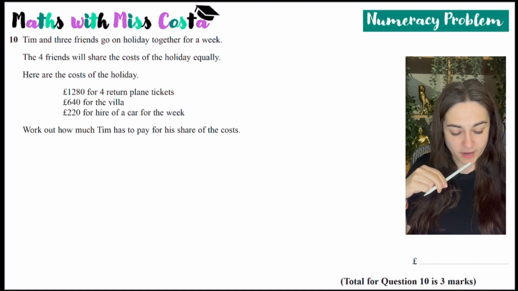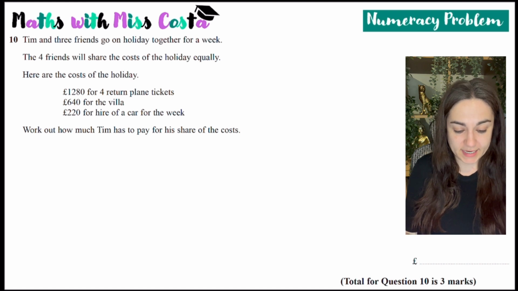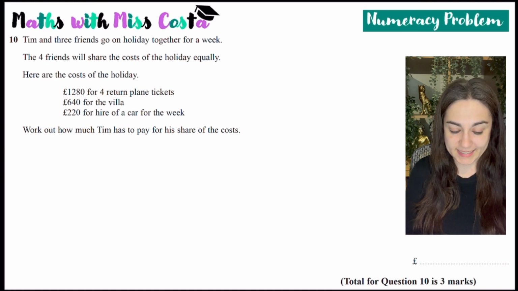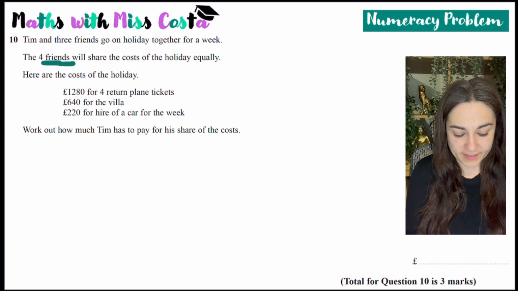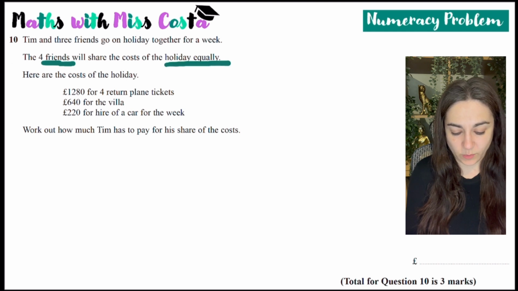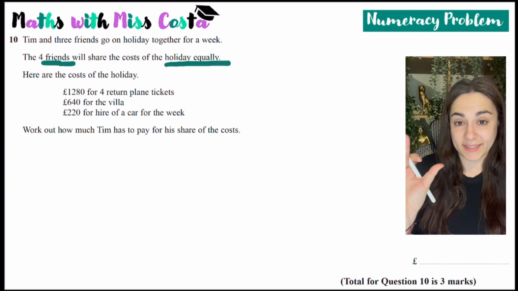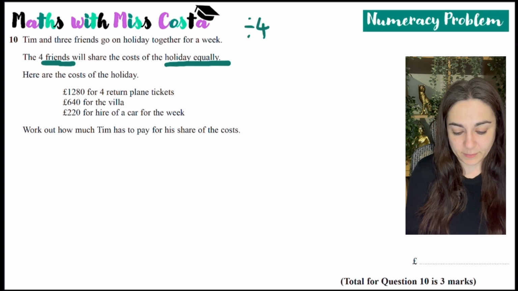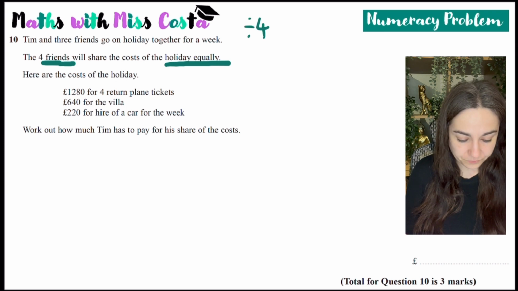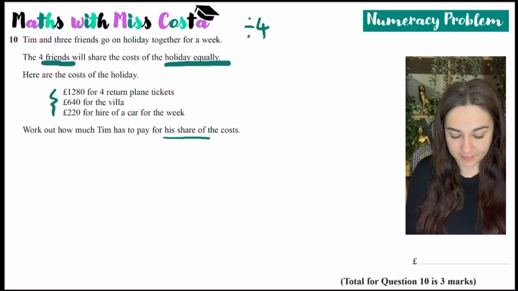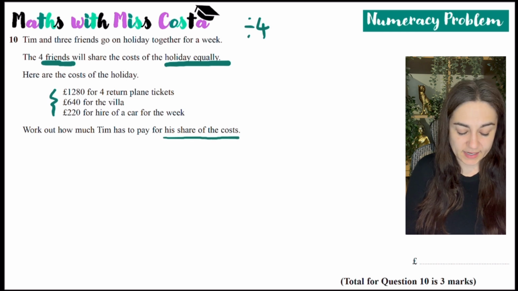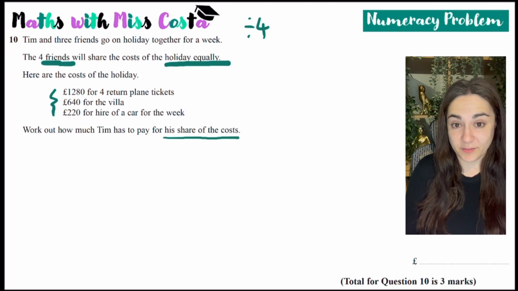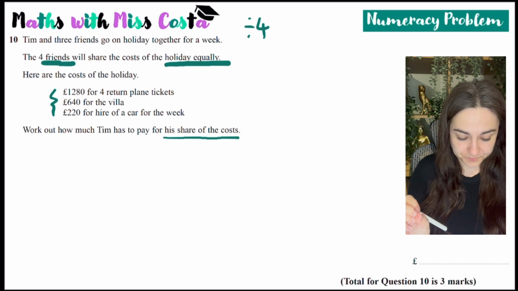Okay, now I've got a numeracy problem. Tim and 3 friends go on holiday together for a week. The 4 friends will share the costs of the holiday equally. So whatever the cost is, they're going to split it equally. And there's 4 of them, so we're going to be dividing by 4. I'm told the costs of the holiday over here, and I need to work out how much Tim has to pay for his share of the costs. So I'm going to need to be dividing each of these things by 4.